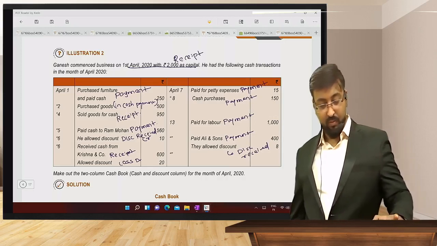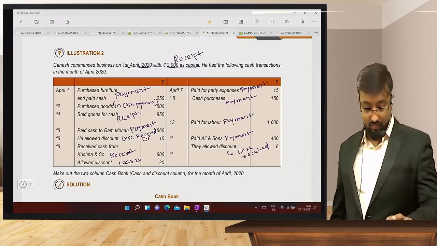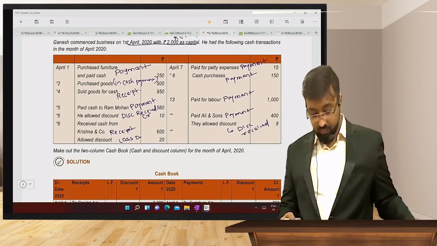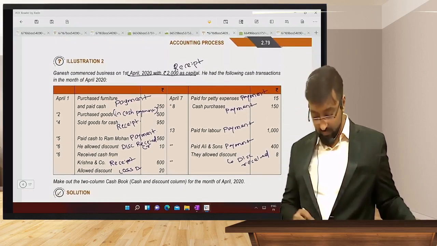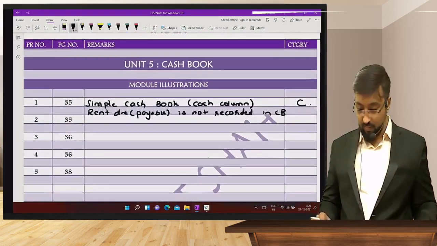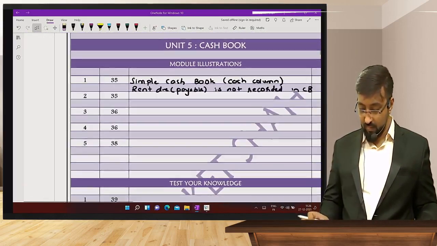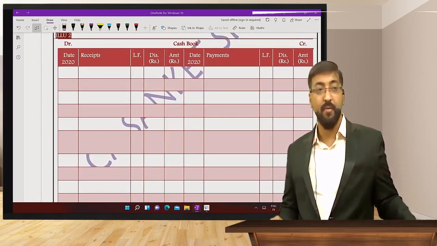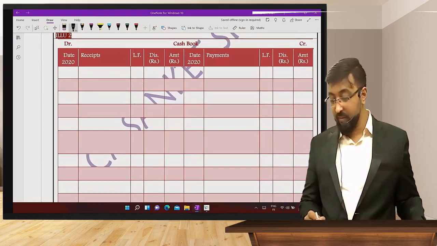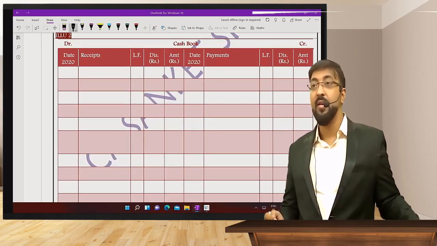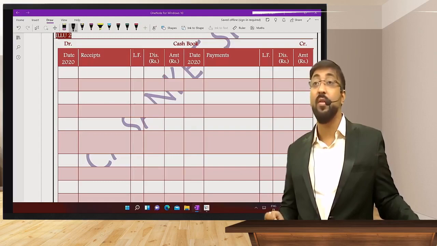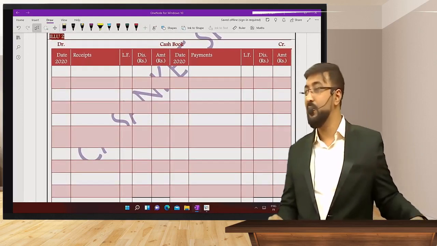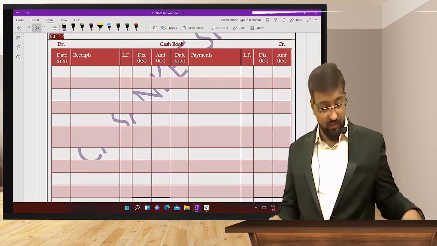Theek hai, aage chalo. Make two columns. So prepare two columns. Cash book, date, receipts, LF. Now this discount allowed and discount received on the credit side. Okay. So discount allowed on the debit side and discount received on the credit side. Chalo, prepare it properly. Half page format, half page nahi, 8 lines sufficient, 8 to 10 lines.